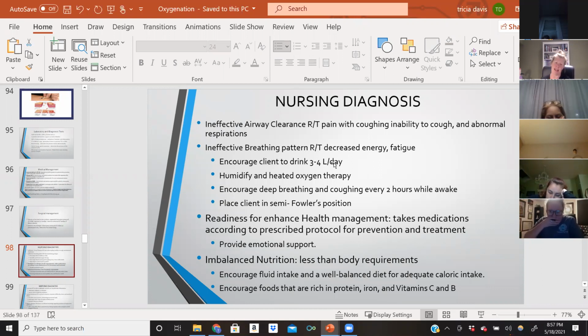And then we know that they can have anorexia and weight loss, so imbalanced nutrition, less than body requirements. We want to encourage good fluid intake, a well-balanced diet with an adequate caloric intake, encourage foods that are rich in protein, iron, vitamin C, and B.